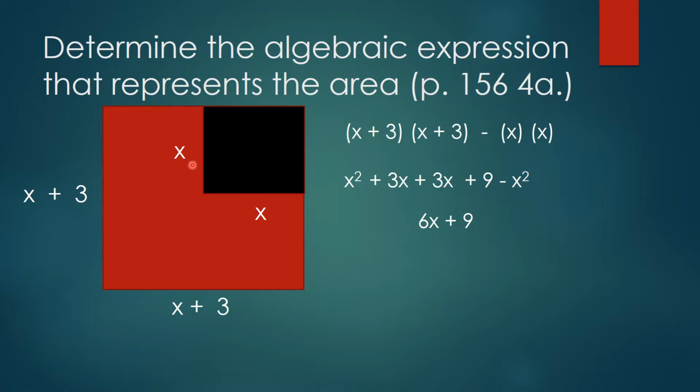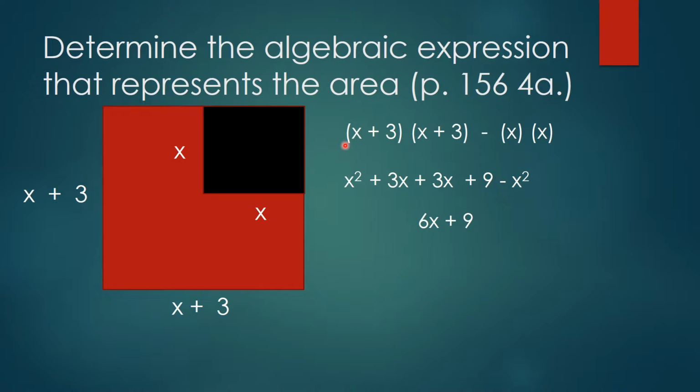So you know that the area of the entire box, including the black, is the length times the width. So what we'll do is look at the area of the entire box, including red and black, and then we'll remove the area of the black. So the entire thing is this length times this length, or x plus 3 times x plus 3, which we have up here.